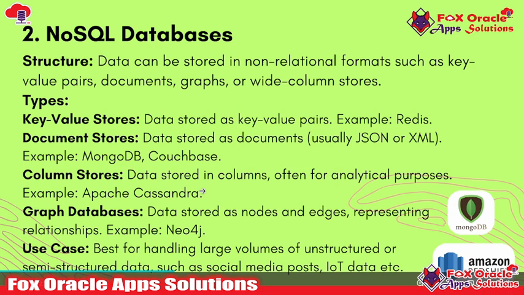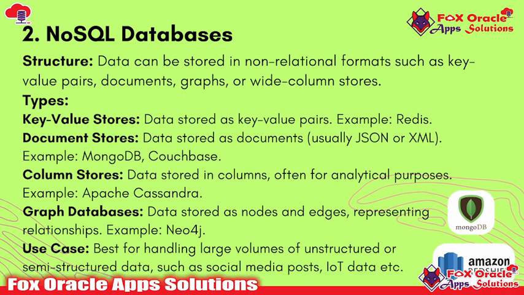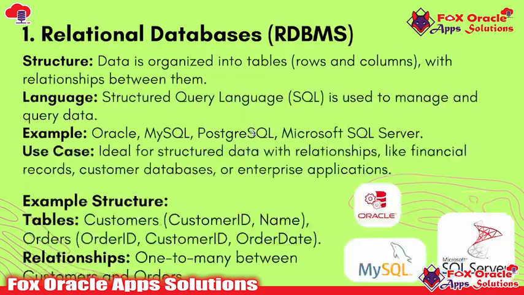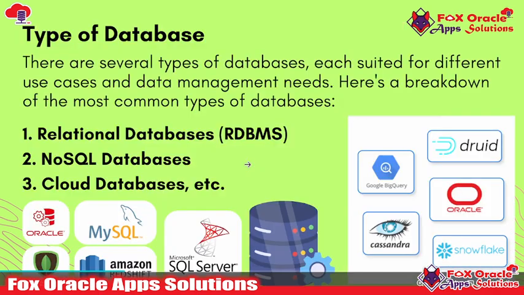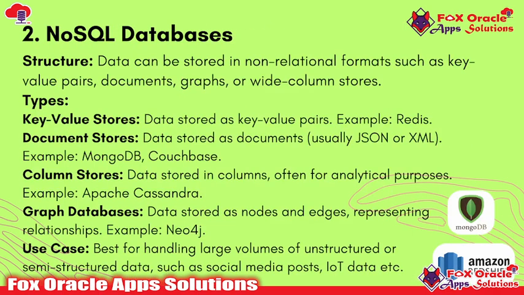But in the NoSQL database, we don't have such a relationship. It stores data in non-relational format, and we can identify values or data stored in a NoSQL database based on key and value pairs. When we say key and value pairs, the key will be our ID and the value will be for that specific ID. For example, if we have to store the information from this table in a NoSQL database, our key will be name and the value will be Ashish, Diksha, Manish, and so on. So that's the difference between the RDBMS database and the NoSQL database.